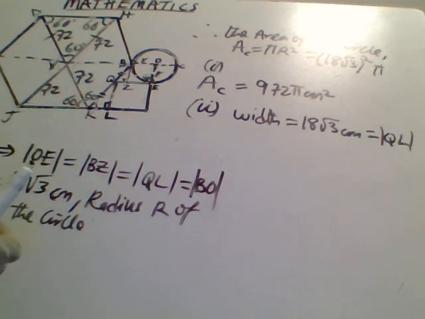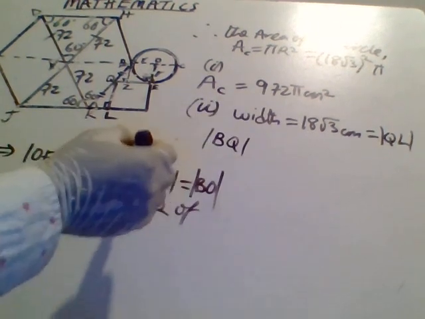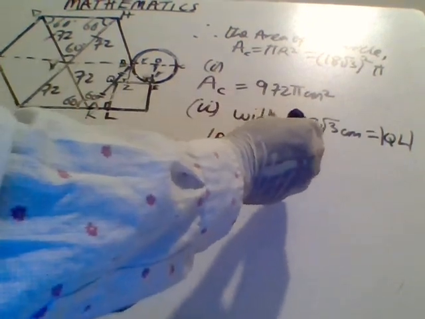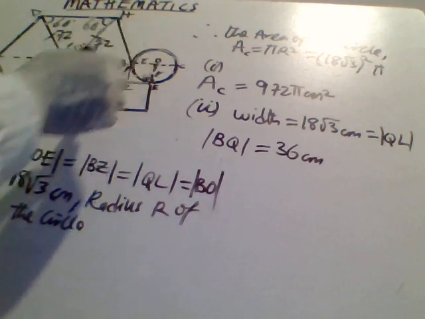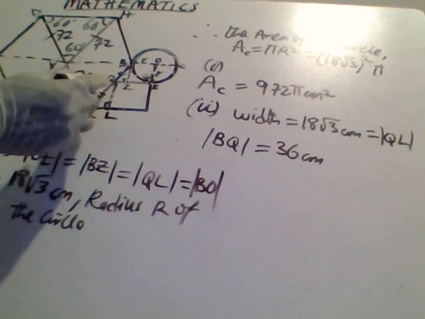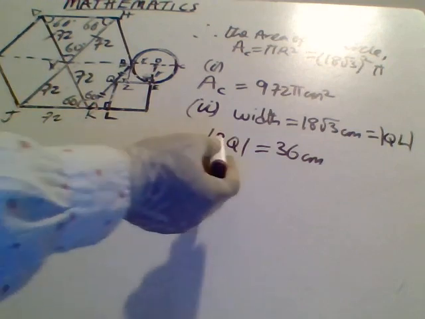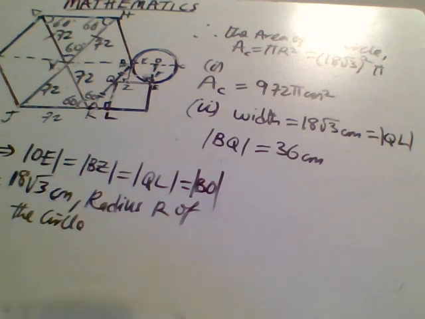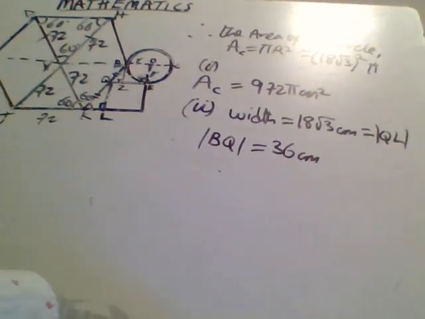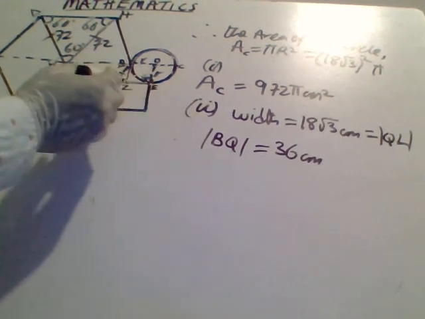To find the length, we know that BQ is equal to KQ, and we already gotten it to be 36. Remember, we got the length of the hexagon is 72. So this length is equal to this length. So divide it by 2, you get 36. So BQ is equal to 36. Let me clean here. So we can use that 36 to find this length QZ.